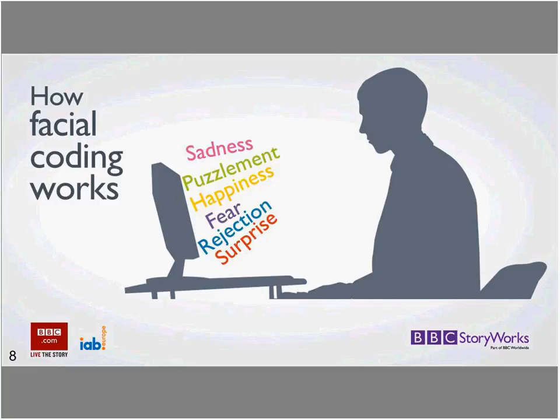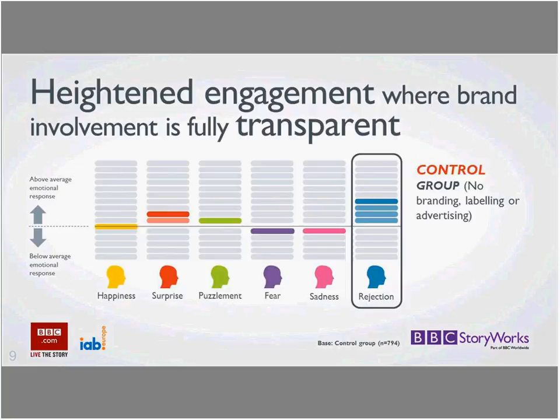So what we did is we went with a test and control approach. We tested multiple pieces of content marketing, and this is an example of the control group who saw the content without any brand labeling or advertising or any labeling stating it was content marketing. And here you can see the response aggregated is actually we see a heightened level of rejection amongst consumers when they're unsure and it's unclear as to what they're reading.